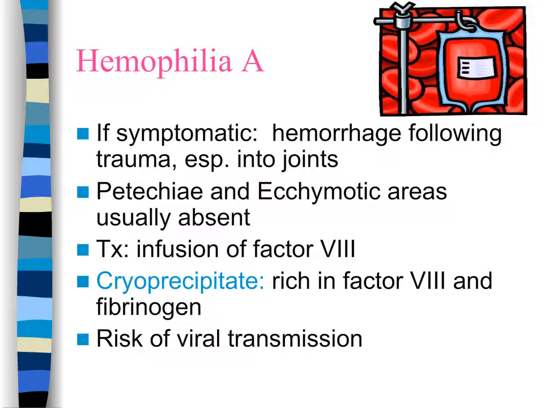Hemophilia A is treated with infusion of factor VIII. Factor VIII is derived from human plasma, so there's a risk of transmitting viral diseases when administering factor VIII. Cryoprecipitate, also a component of blood, is rich in factor VIII and fibrinogen and can be used to treat hemophilia A.